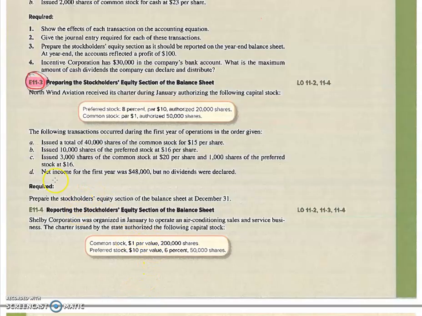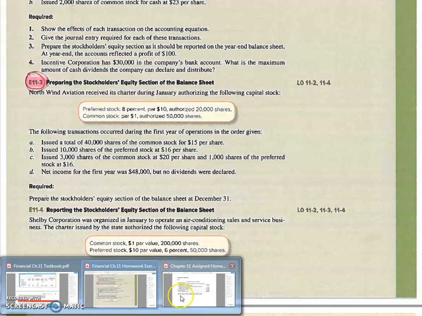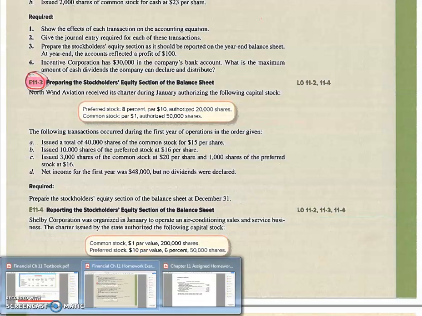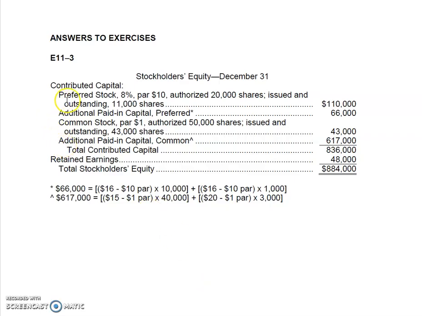So we will go back, and then they issued 10,000 shares of preferred stock at $16 per share. So it had a par value of $10 per share. So they have $6 per share of additional paid-in capital, which would be $60,000, and $100,000 for the preferred stock. So here we see the preferred stock.